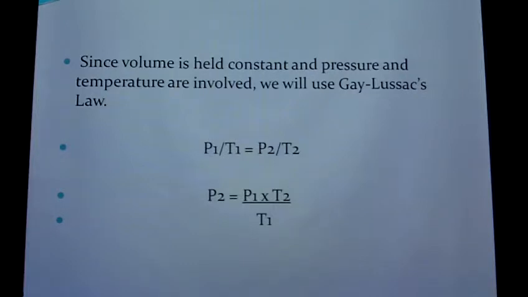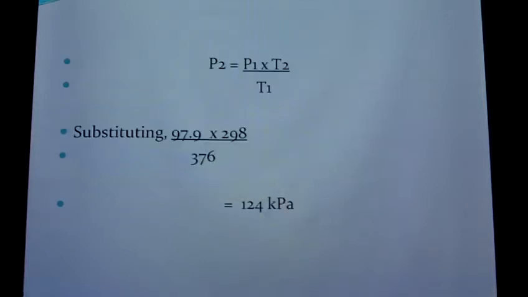P1 over T1 is equal to P2 over T2. So let's rearrange and solve for P2. We have P2 is equal to P1 times T2 divided by T1. Now let's substitute. We get 97.9, that's P1, times 376, that's T2, divided by 298, that's T1, and that gives us 124 kilopascals.